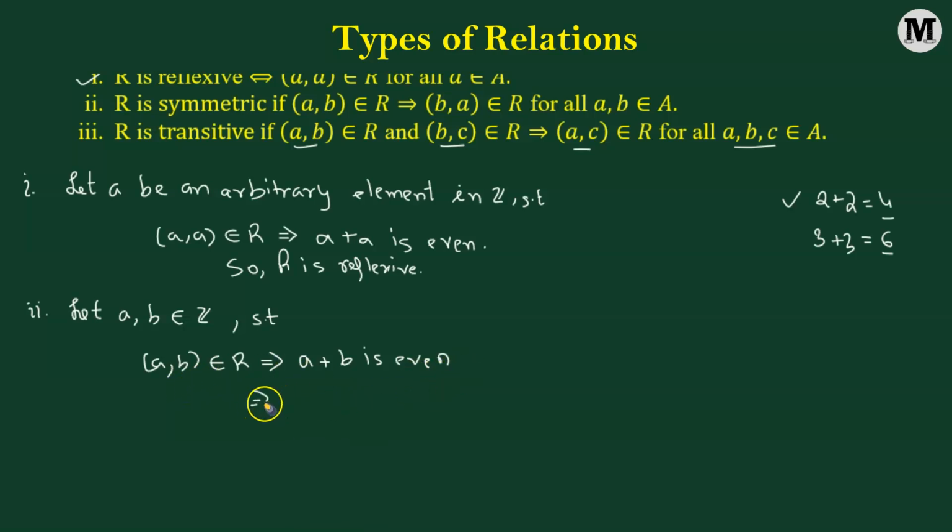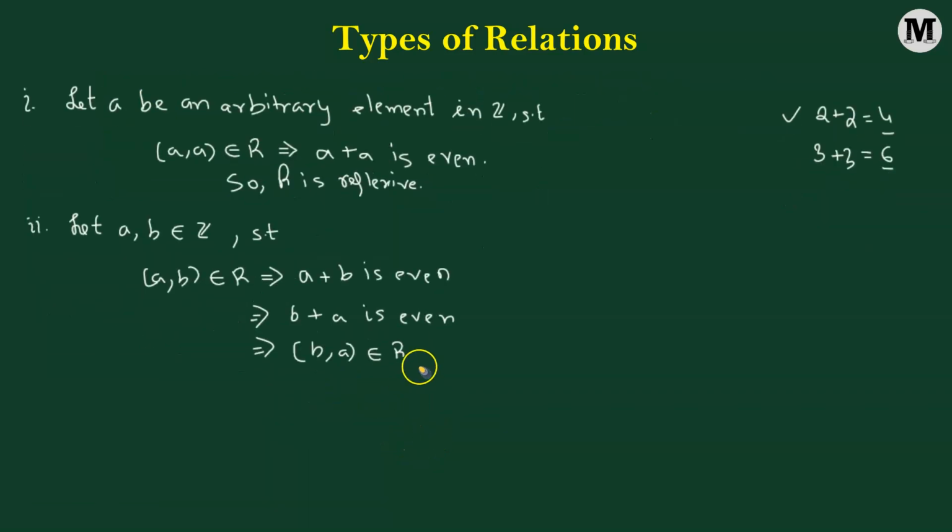Now we know that addition is commutative. So a plus b can also be expressed as b plus a, and it still means the same thing. That means b plus a is also going to stay even. But the moment we write b plus a, we can say that the ordered pair (b, a) belongs to the relation R as well. So if this is the case, then our relation R is symmetric as well. So this is a symmetric relation. Okay, so that takes care of the second one.